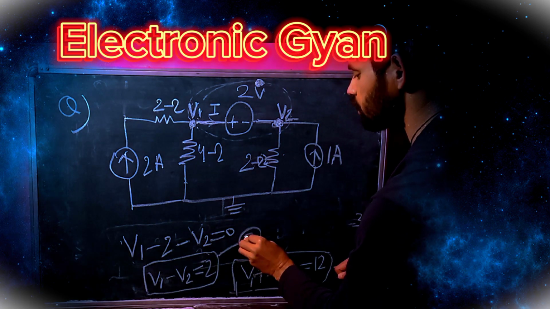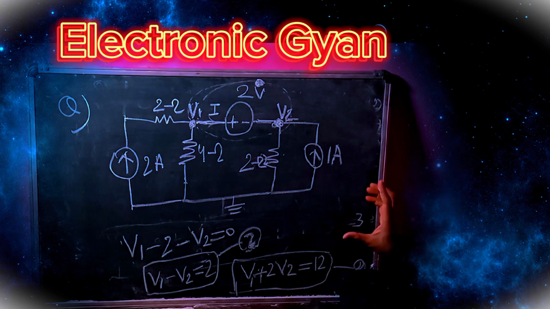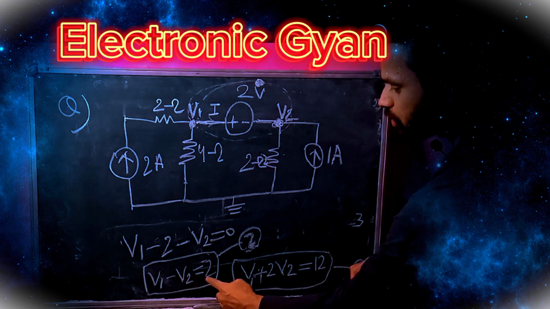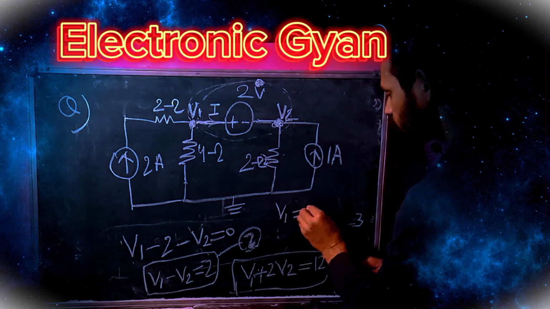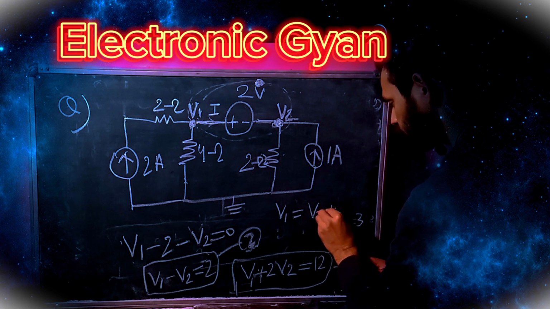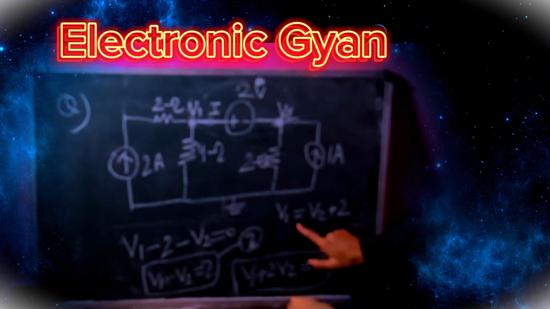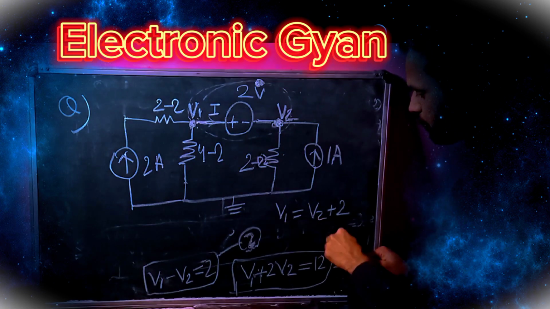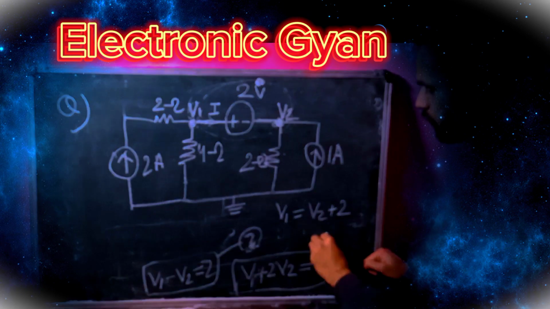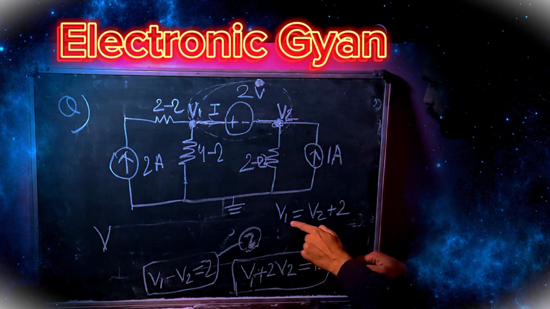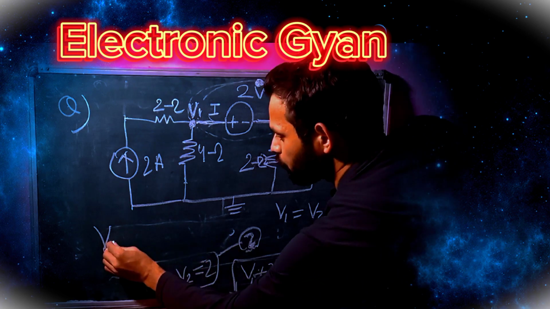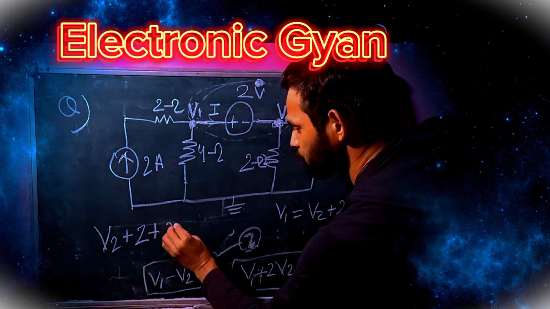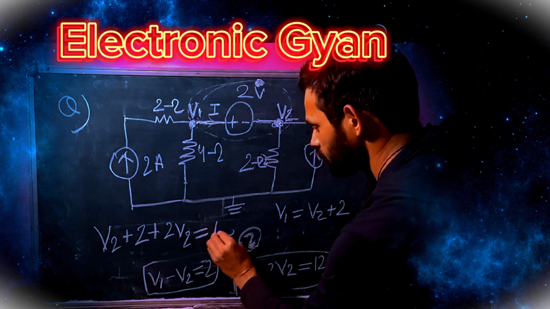So now we are left with two equations and two unknowns, and hence it is possible to calculate the values of V1 and V2. How will we calculate here? V1 is equal to V2 plus 2. By putting this V1 into equation number 2, V1 plus 2V2 equal to 12, what do we get? V2 plus 2, plus 2V2 is equal to 12.